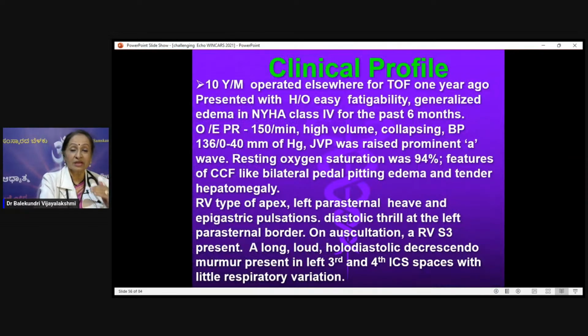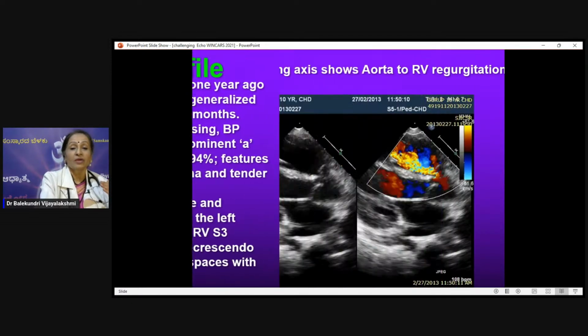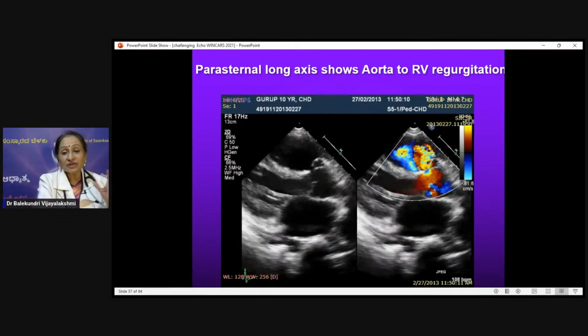So this is a 10-year-old child treated in West Bengal for tetralogy of Fallot. But then the child, after 1 year, had developed congestive cardiac failure. Usually tetralogy patients never go into failure, and I was surprised. So when we did the echo, I got the rarest of the rare case.